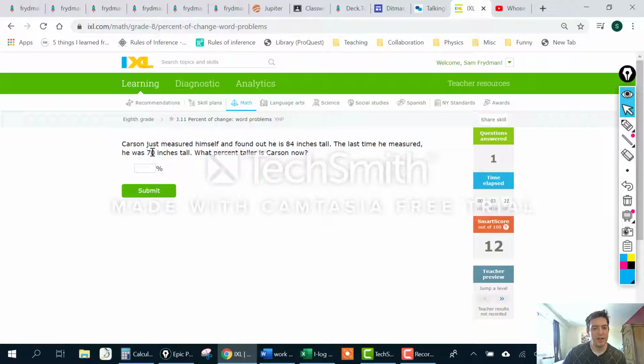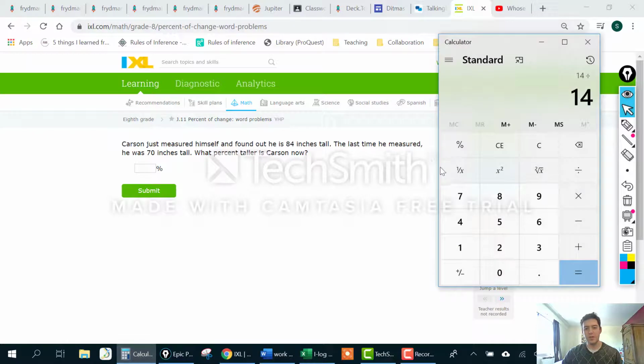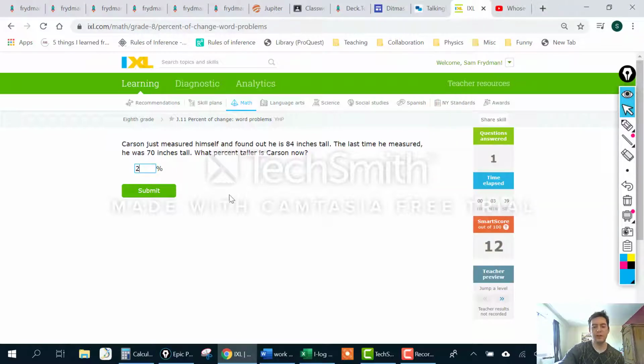And the problem said that he just measured himself now and he was 84 inches. Before, he used to be 70 inches tall. So that's the original height. So we're going to take this 14 and divide it by 70, and that gives us 0.2 or 20%.